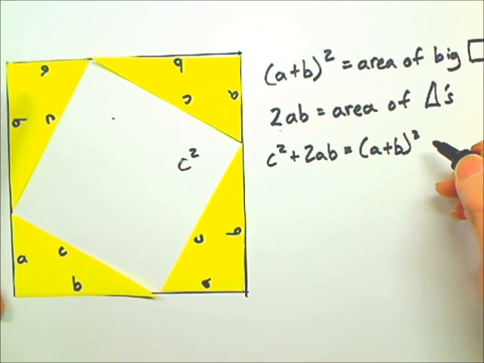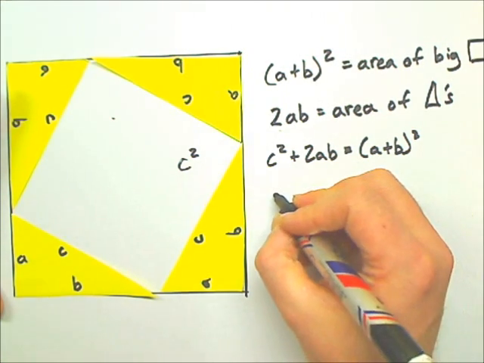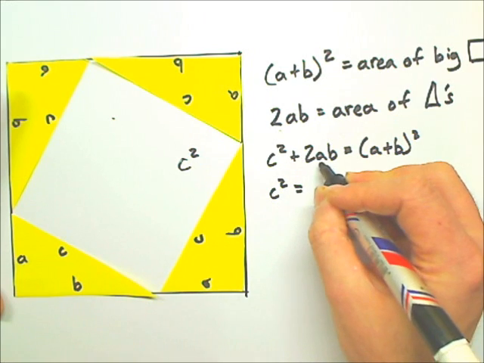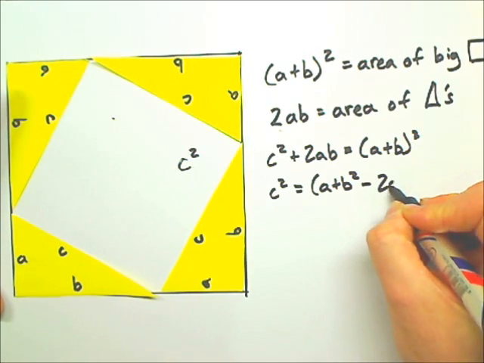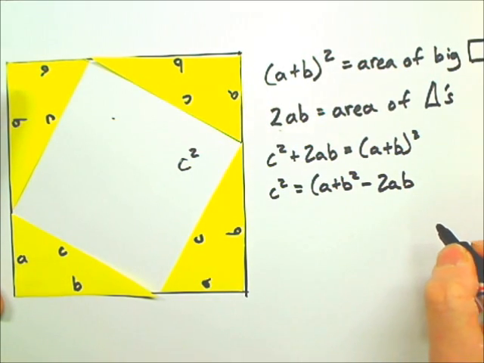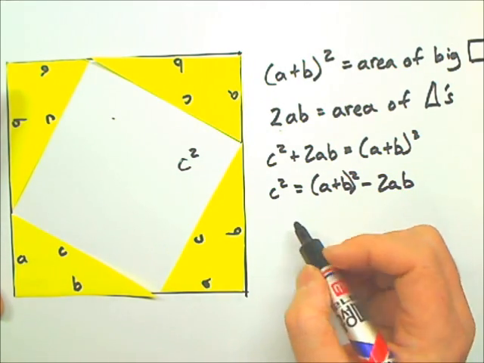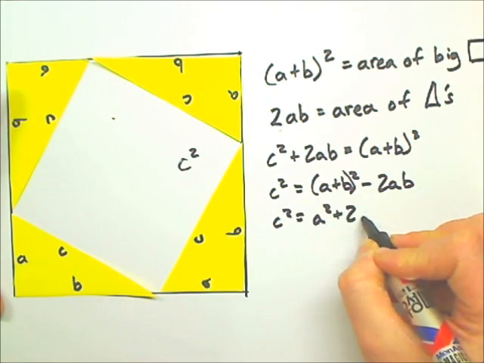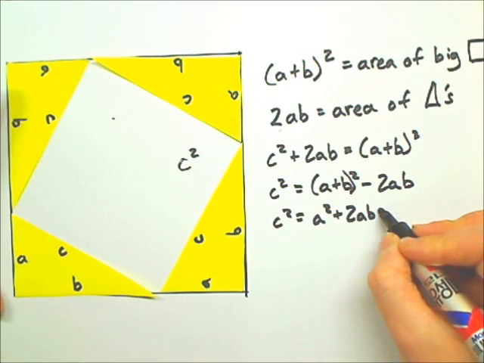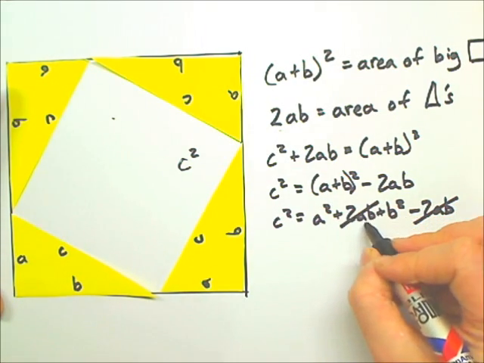Now we get to do a little algebra, a little simplification. First of all, we're really interested in the c mainly. So I'm going to put that on one side of the equation. C squared equals, subtract 2ab from both sides, and I get (a plus b) squared minus 2ab, right? Then, C squared equals, let's multiply this out, a squared plus 2ab, hey, that's going to come in handy, plus b squared minus 2ab. Time to easily simplify. Cross this out because there's a negative 2ab. Cross this out because there's a positive 2ab.